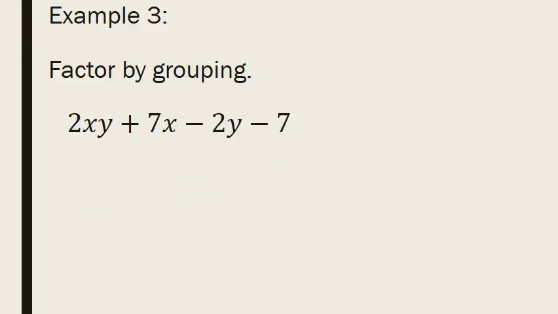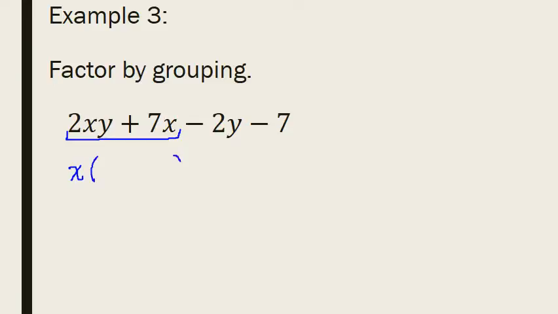All right, example 3. Now we're going to factor by grouping. So first thing we're going to do is we're going to look at the first 2 terms. Okay, so we're looking at the first 2 terms, and we're looking for the GCF there. So the 2 and the 7, they don't have a common factor. So now I look at the variables, and I see that they've got an x in common. Okay, they don't have a y in common, so it's just x.